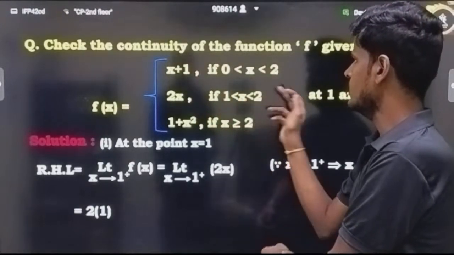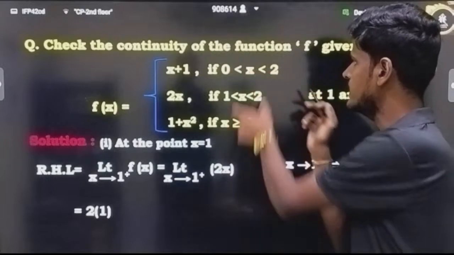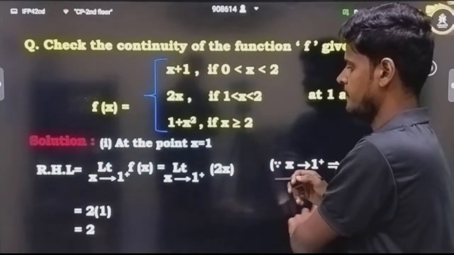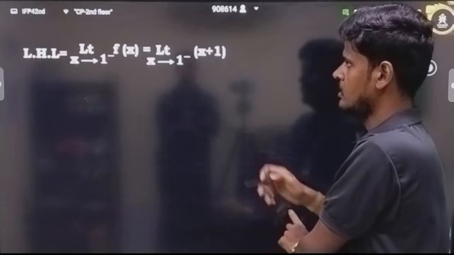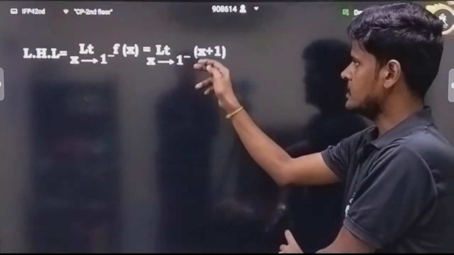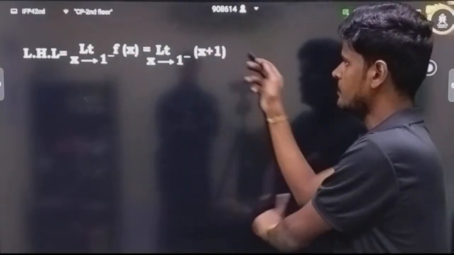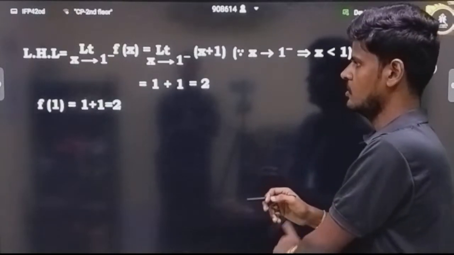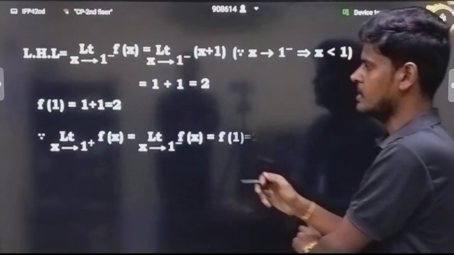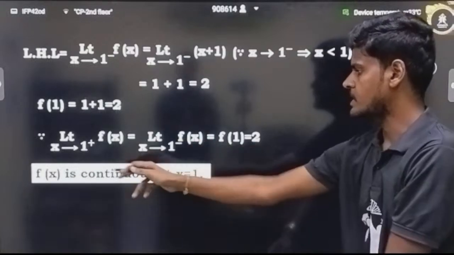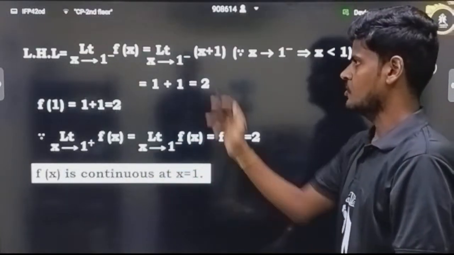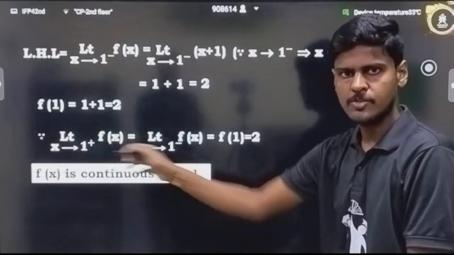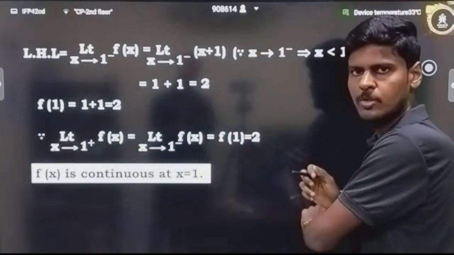Function is x plus 1 in this interval. So we have to take x plus 1. That will be limit x tends to 1 minus of x plus 1, that will be again 2. 1 plus 1, 2. As this value f of 1 and these values are equal, that means it is a continuous function. So limit value, left hand limit, right hand limit and function value are equal. So f of x is continuous at x equal to 1.